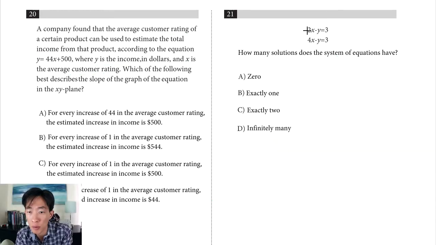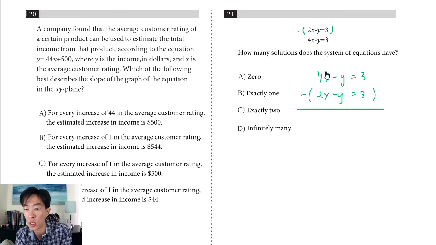Question 21, we have a system of equations. How many solutions does the system of equations have? So what I'm going to do, like normally, is use elimination, because typically in the SAT, that's the most useful. I'm going to subtract the first equation from the second. So I'll rewrite it here, 4x minus y equals 3, minus 2x minus y equals 3. And so 4x minus 2x is 2x. Negative y minus negative y is like plus positive y, so that's 0. 3 minus 3 is 0. And divide both sides by 2, we get x equals 0. So the answer is going to be exactly one solution.